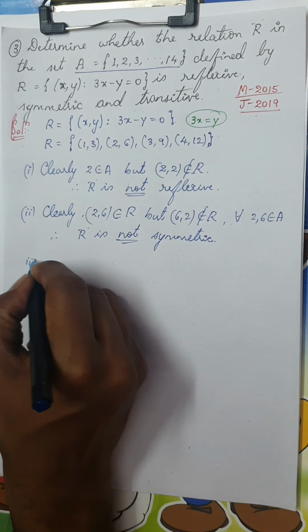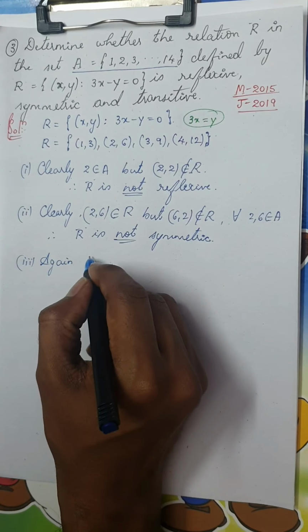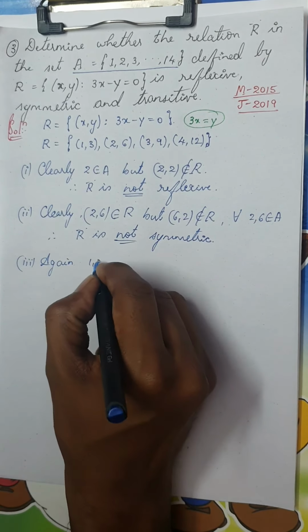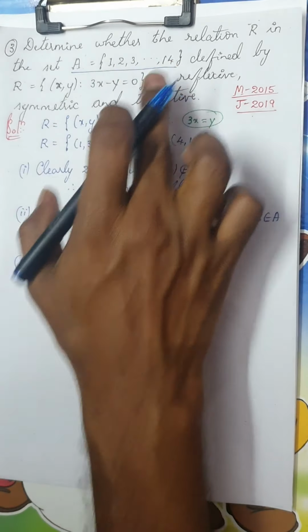Now going on to the third one again. Okay, take 3 elements. Okay, let me take 1, 3 and 9 which belongs to A. I am taking 3 elements from A.